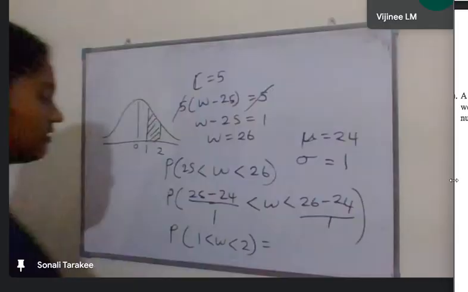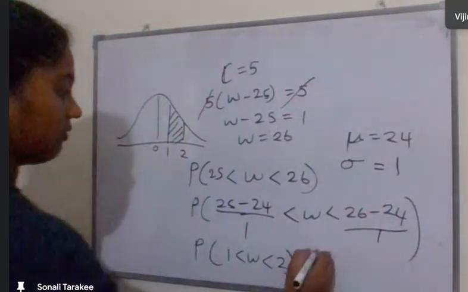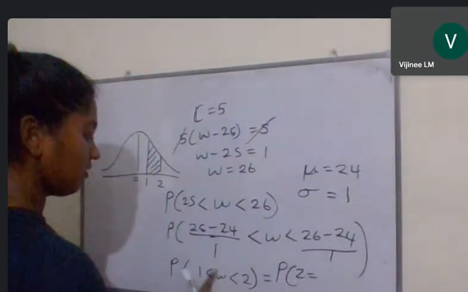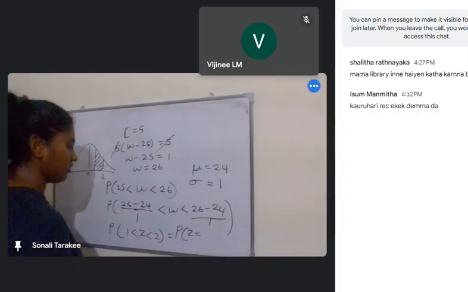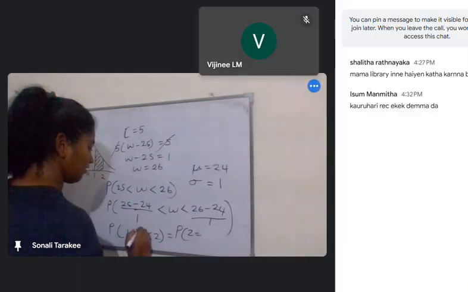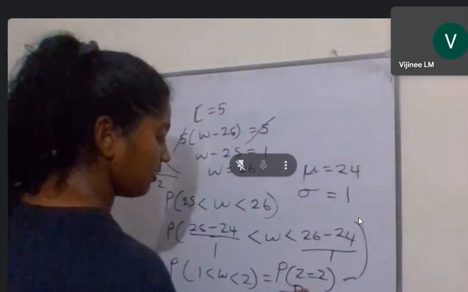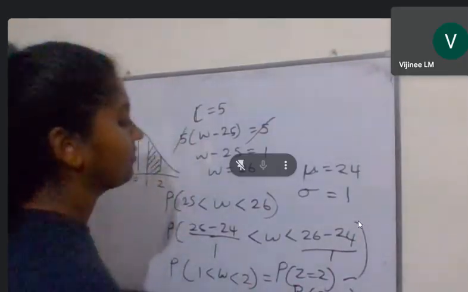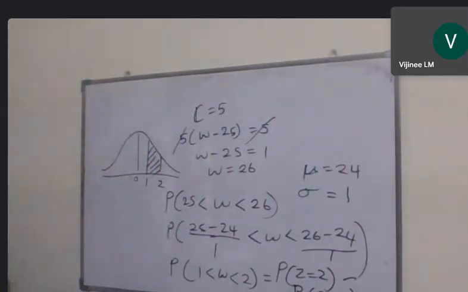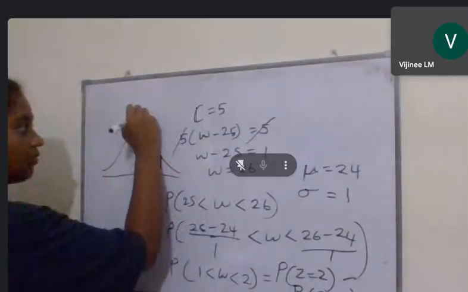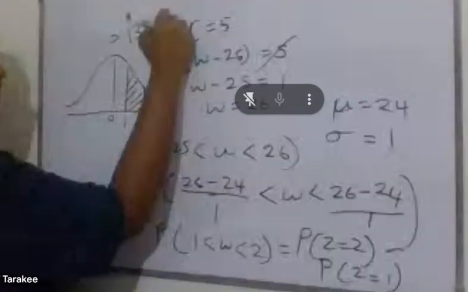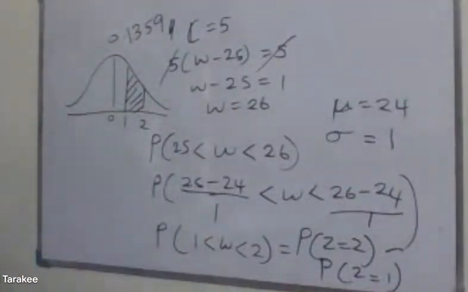So how you solve this one is P(Z equals 2) minus P(Z equals 1). When you substitute the values, you get the probability here as 0.1359. Okay.